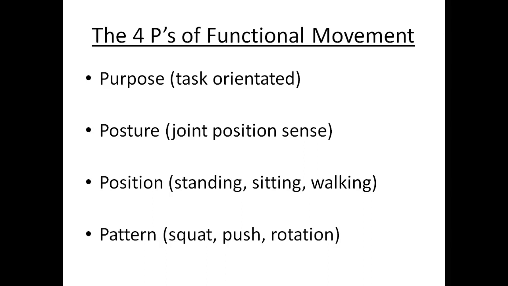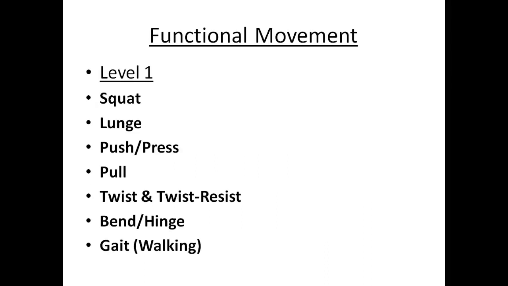We introduce you to the 4 P's of functional movement. Purpose, this is the task-orientated nature of the movement. Posture, joint position sense: where do my knees need to be, where do my shoulders need to be, where do my hips need to be, and then what position you're in. Are you standing, are you sitting, are you walking, are you lying? And then the pattern of movement: squatting, pushing, rotating, one of the 7 functional movement patterns that we show you later.